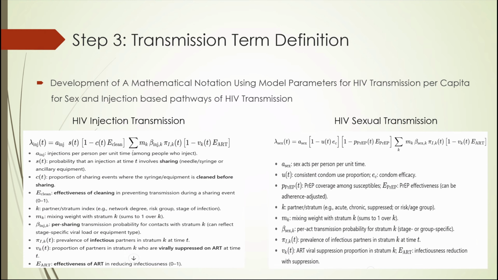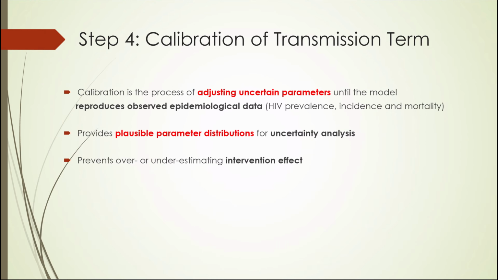For sexual transmission, this mathematical notation includes the sexual acts that person has on, for instance, a monthly or an annual basis. How many partners does that HIV positive person have? What's the probability of condom effectiveness if they are using condoms properly? So all these parameters should be put into a model so that we can get an idea of how HIV transmission is happening.